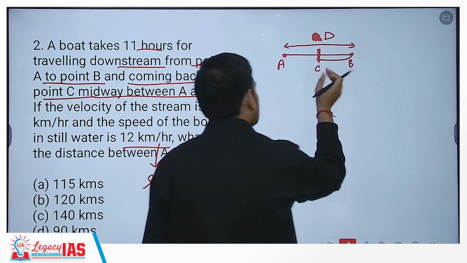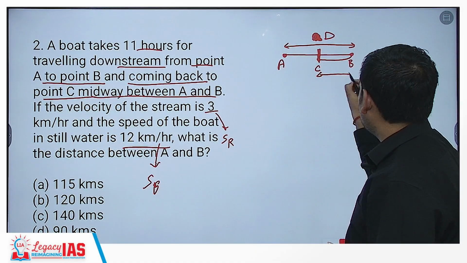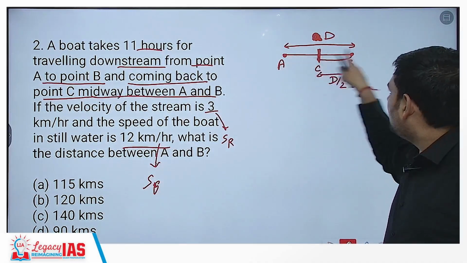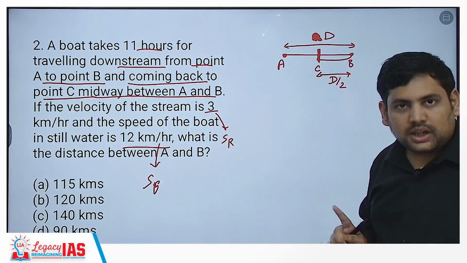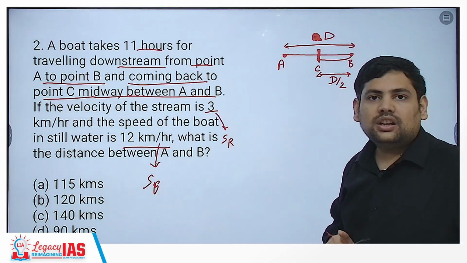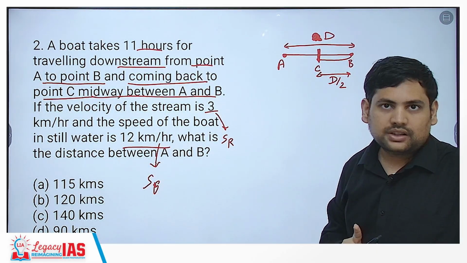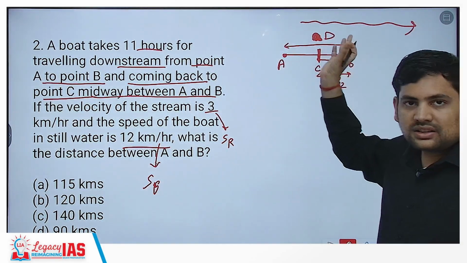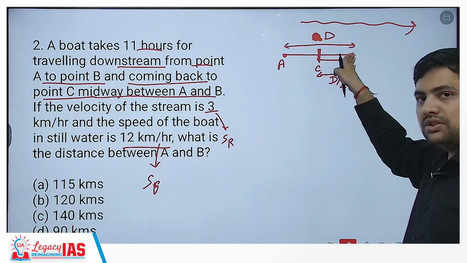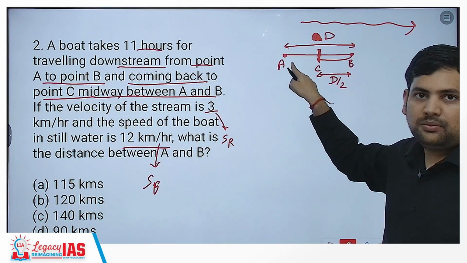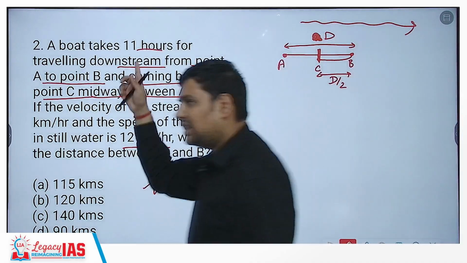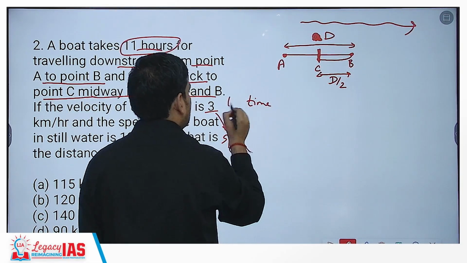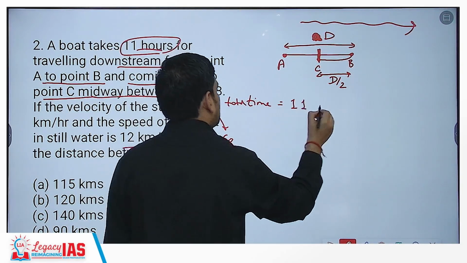Then from B to C, C is right at the middle point. So this becomes d by 2, correct? So in total, it is traveling d and then d by 2. But this entire journey won't be at the same speed, correct? Why? Because from A to B, if the river is flowing like this, the river's direction won't change. So from A to B it is going downstream, but from B to C it is coming upstream, so it is changing. Now total time is given to you as 11 hours.